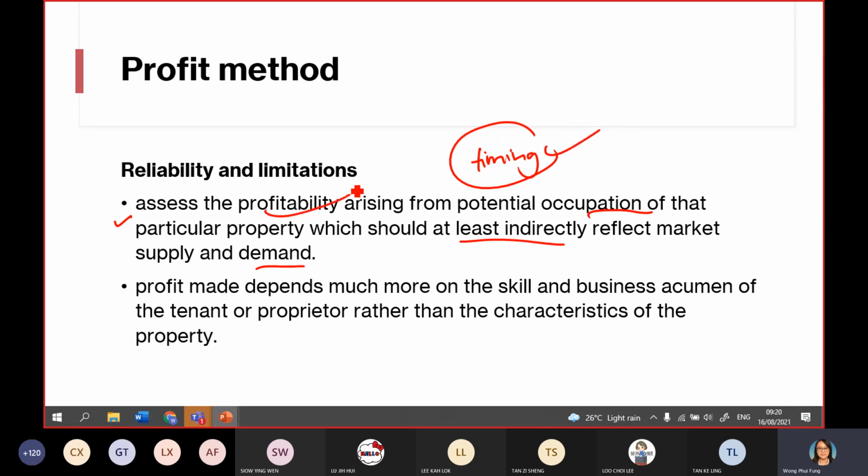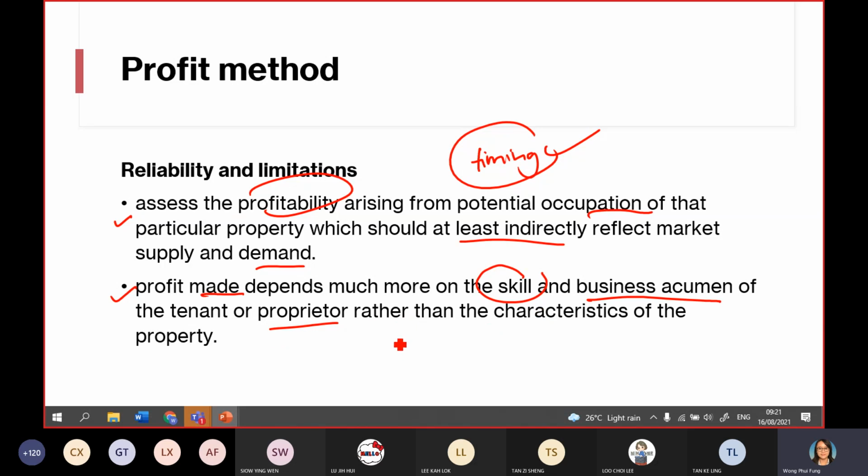So that's why how you want to evaluate profitability, sometimes it depends on the market, depends on supply and demand. So this will affect the value when you calculate, depending on the market itself. So that is the first limitation. The second limitation: the profit that you calculated actually depends on the skill and business acumen of the tenant or proprietor rather than the characteristic of the property.